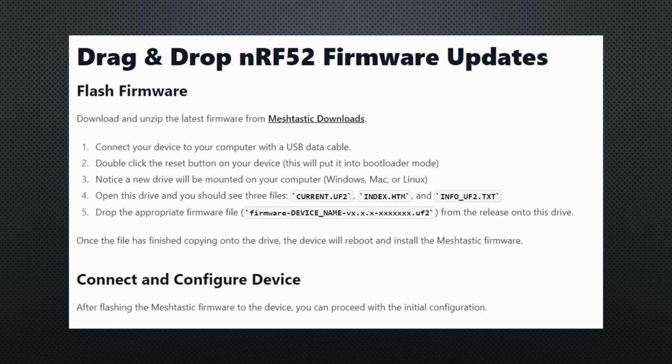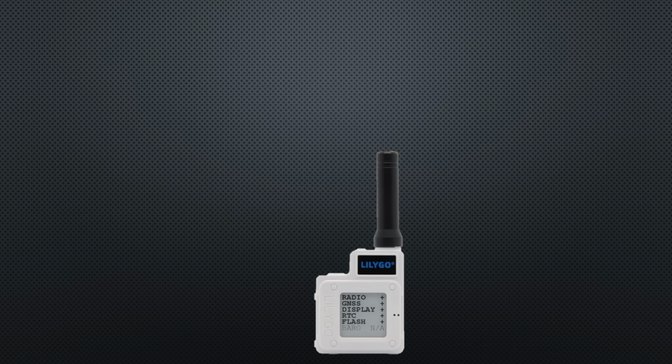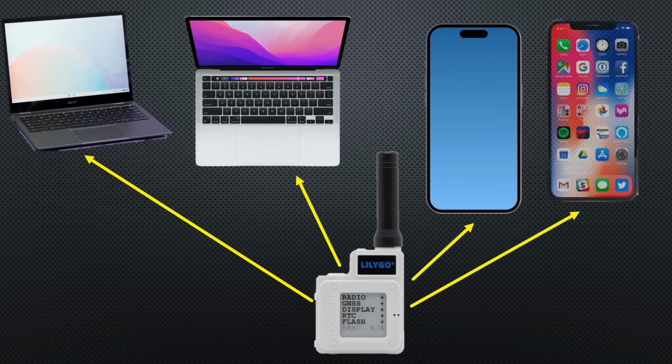The T-Echo is programmed in 2 steps described on the Meshtastic page. Erase the memory and program the new firmware by dragging 2 files to the USB drive created by the T-Echo. Done. The programmed Meshtastic devices can connect to a PC or Mac and to iPhones or Androids.